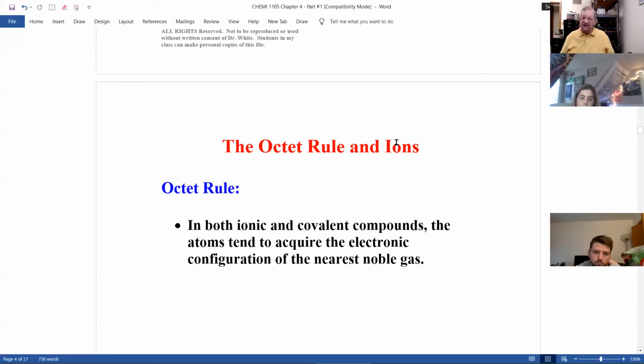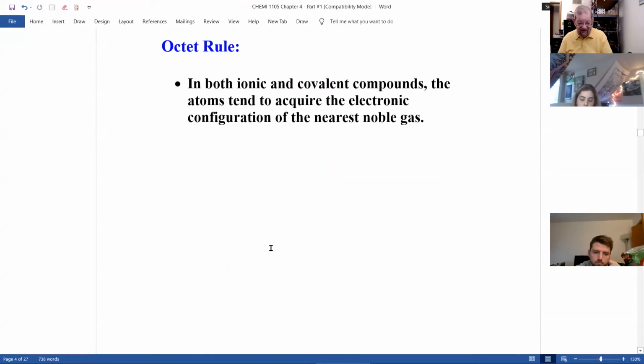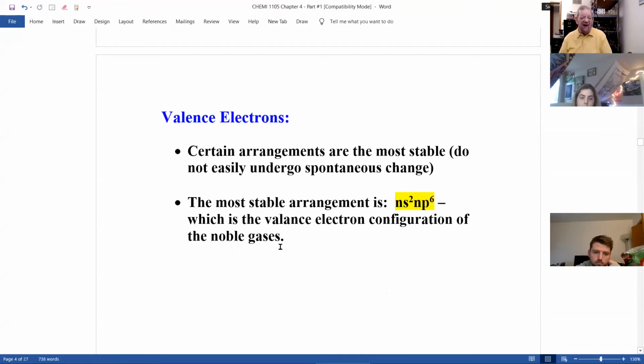How many of you have ever heard of a quartet? That means 4 musicians, and an octet is 8. So the octet rule is that in covalent and ionic bonds, atoms acquire electrons by either losing, sharing, or gaining electrons to have 8 valence electrons. Now, when this happens, certain arrangements of the valence electrons are most stable. In other words, they don't undergo spontaneous change.